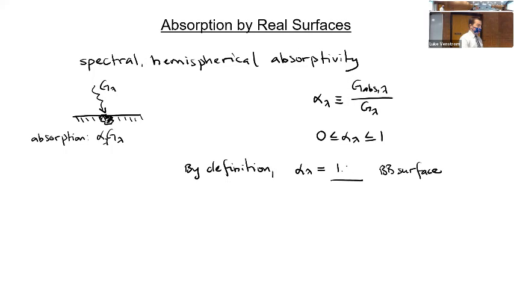It's just 1. It absorbs all. Black body surfaces absorb everything. So it's going to absorb everything at every single wavelength. So again, just like with the emissivity, a lot of times we'll have spectral absorptivity data available. Actually, we won't even have absorptivity. Typically, we have reflectivity data available, but we'll get to that.